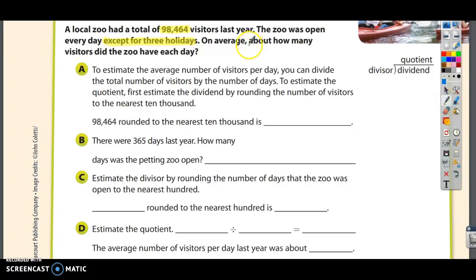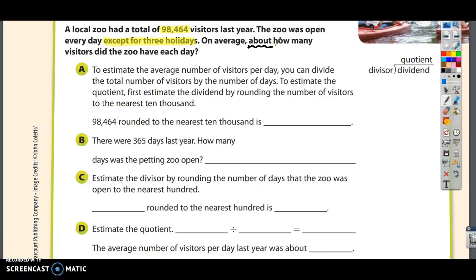When we get a question that's worded "about," that means we can round. We don't need to do this exact calculation. We're going to do about. So A reads, to estimate the average number of visitors per day, you can divide the total number of visitors by the number of days. To estimate the quotient, first estimate the dividend by rounding the number of visitors to the nearest 10,000. 98,464 rounded to the nearest 10,000 is blank.